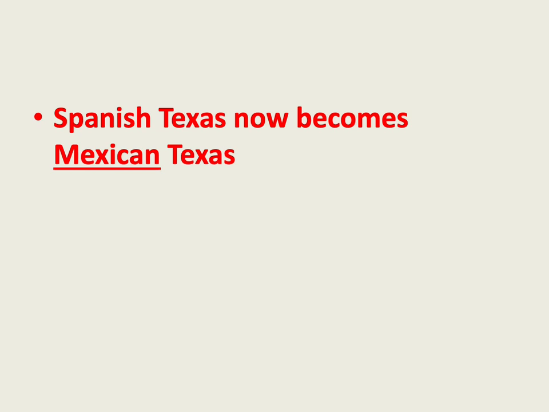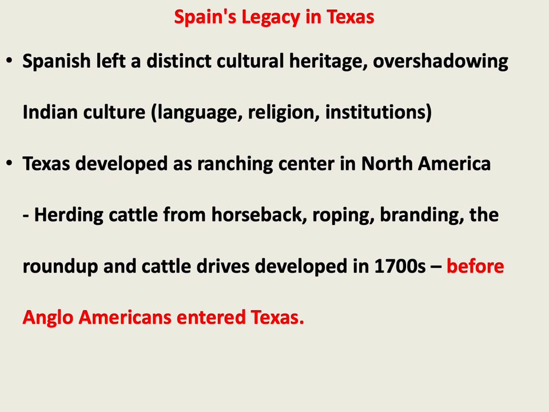Okay, let's look quickly at Spain's legacy in Texas. So Spain has now left Texas, to be taken over by Mexico, which we'll talk about in a minute. Well, the Spanish presence in Texas, along with the Mexican presence, but the Mexican presence didn't last very long, about 15 years before Texas became independent. It gave Texas a really distinct cultural heritage, and this far overshadowed the Indian culture, because of course, as we saw earlier in this course, the Indians had been there first. And now, cultural heritage, many, many aspects of this, and we'll be exploring some of these more later on.